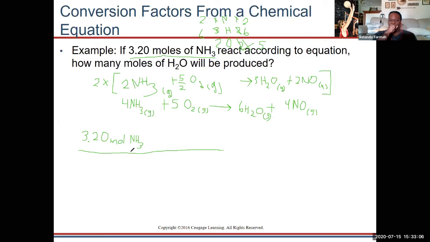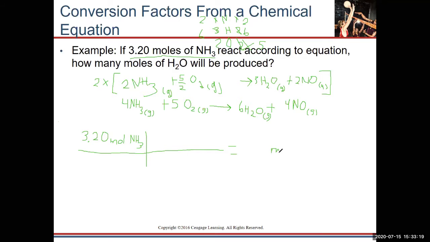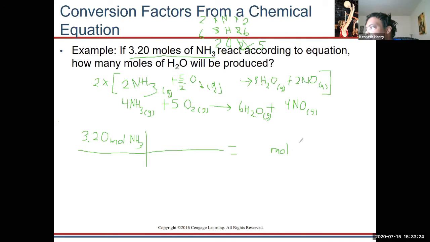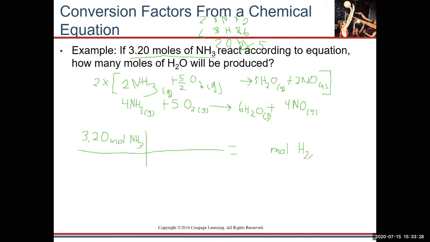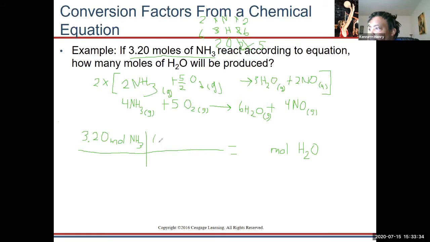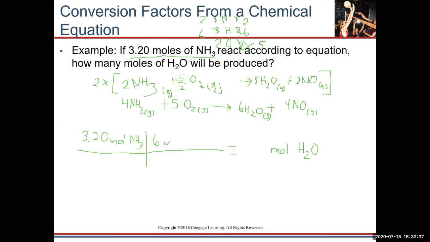Okay, what do we want? Was that what we wanted again, Andy? Moles of water. 6 H2O. So we want moles of water. So put 6 moles of H2O on top, and then 4 moles of ammonia at the bottom.